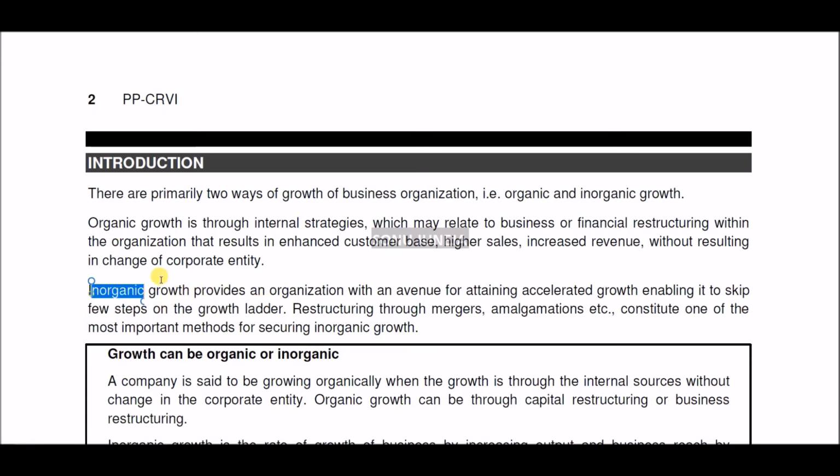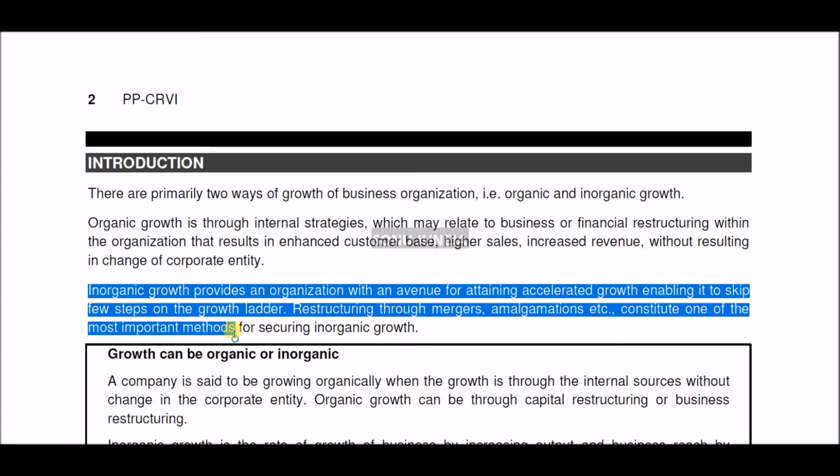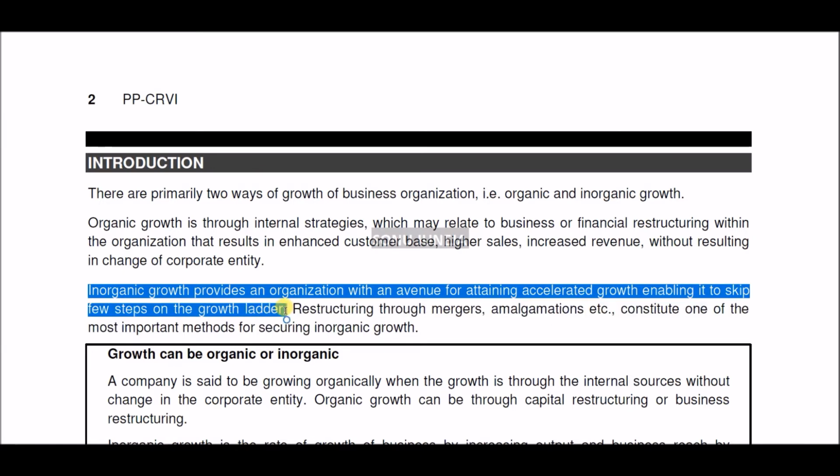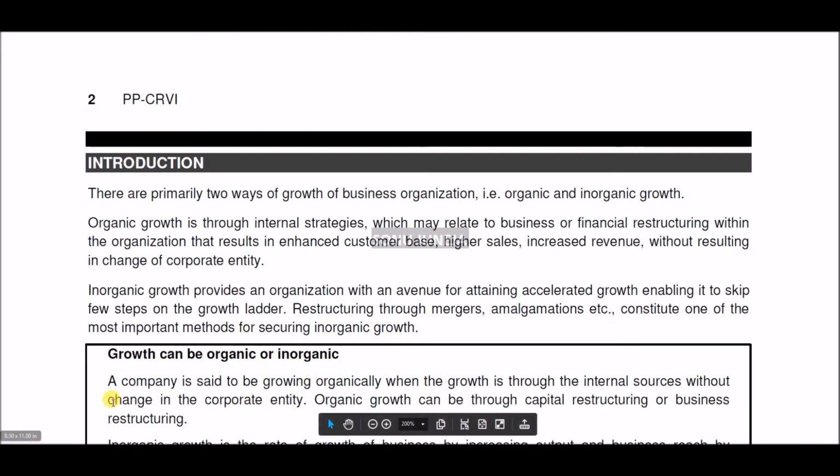उसके बाद आता है आपका इनऑर्गेनिक. So it provides an organization with the avenue for attaining accelerated growth, enabling it to skip a few steps on the growth ladder. So restructuring through merger, amalgamation constitutes one of the most important methods of securing inorganic growth.